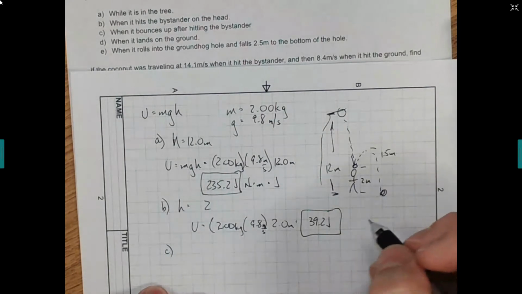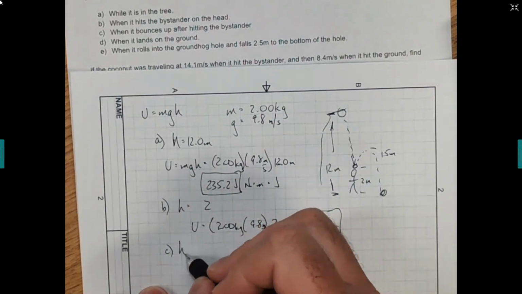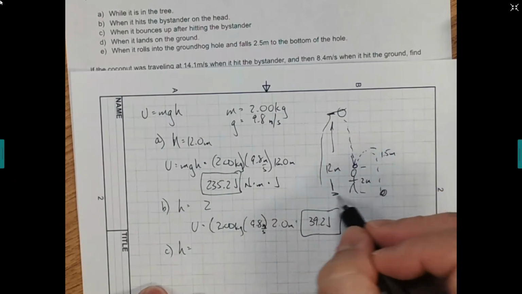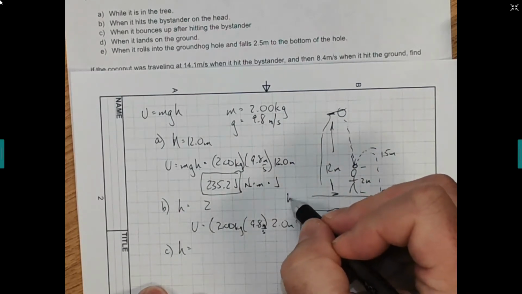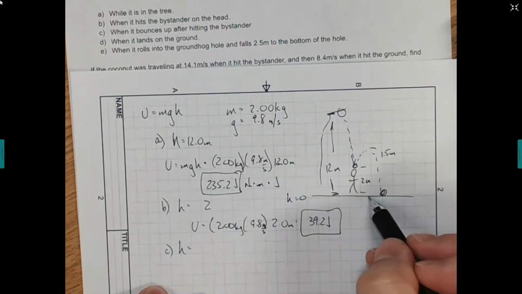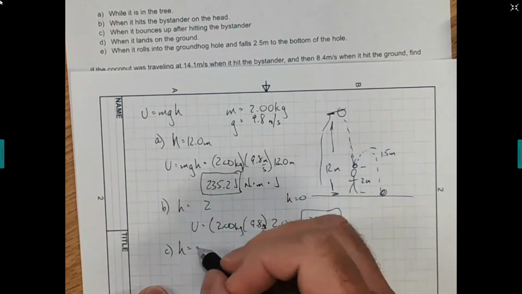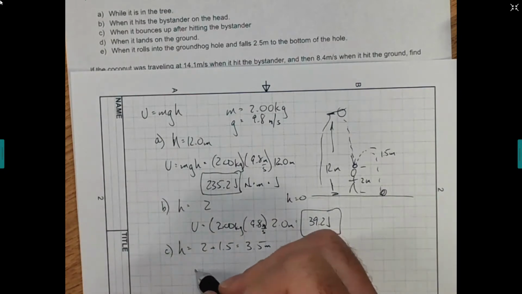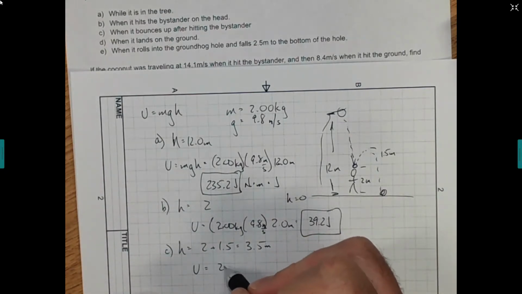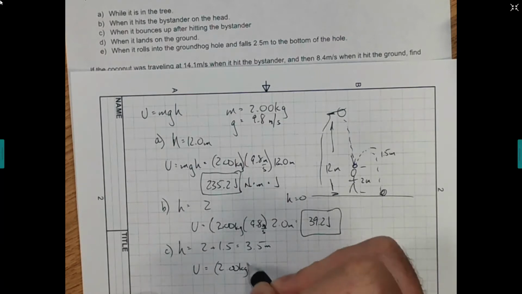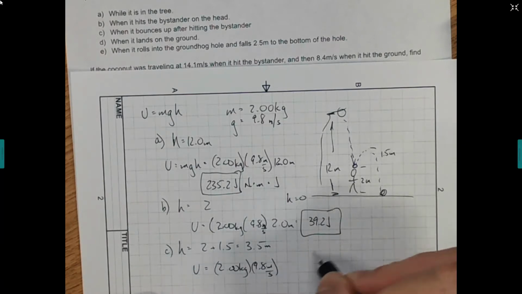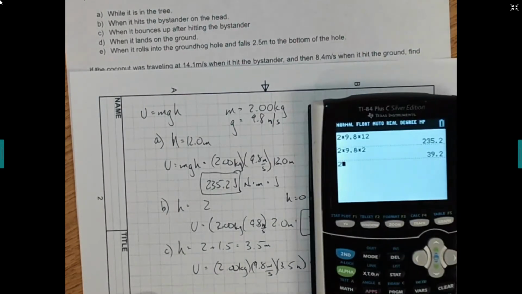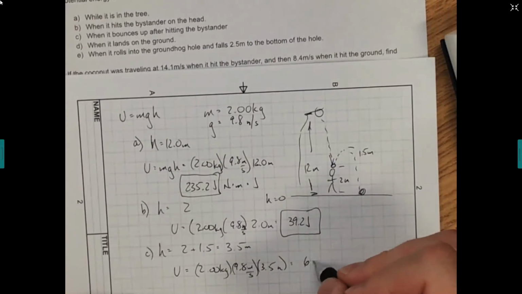Now it bounces up after hitting the bystander. Now we have to look at my height at this point. What is my height? Well, it's 1.5, but this is our reference ground right here. This is where my height equals 0, down here on the ground. So we always have to measure from here. So it's up to 2 and another 1.5. My height is actually 3.5 meters. Again, it's the same equation, so it's 2 times the 9.8 times the 3.5 meters in height that we are once we bounced off the head. So 2 times 9.8 times 3.5, and we get 68.6 joules.